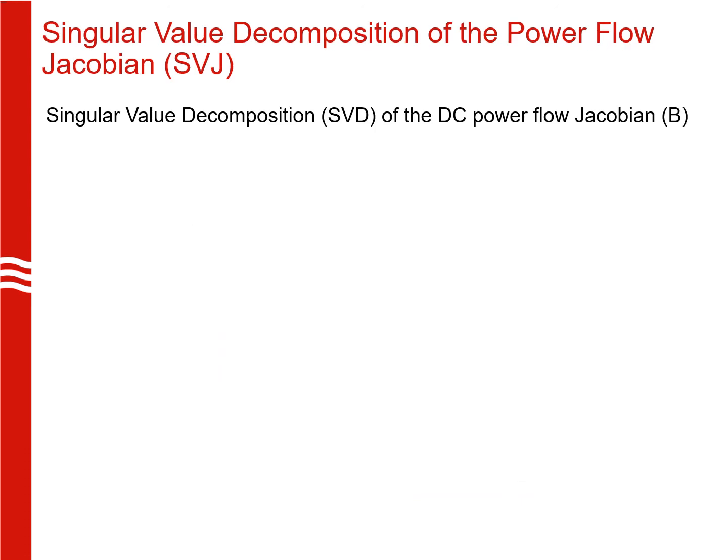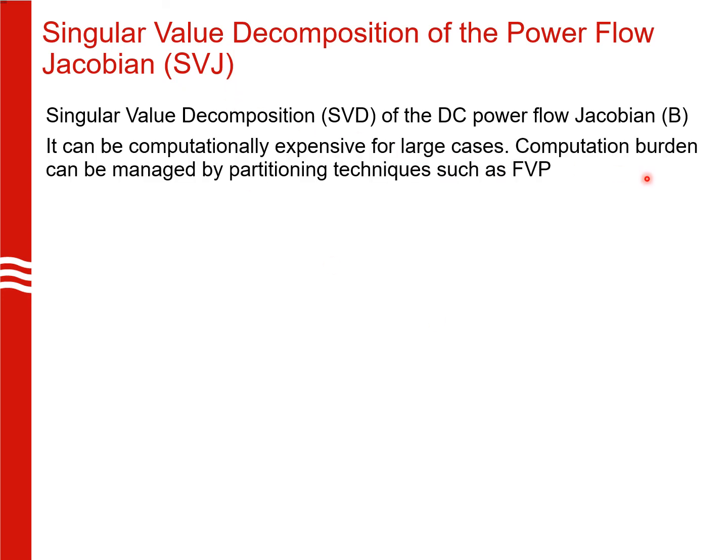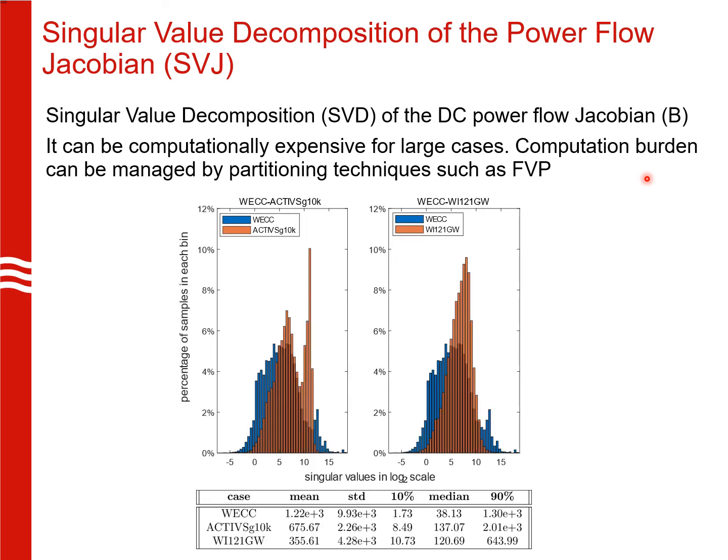The last measure is singular value decomposition of the power flow Jacobian. We have calculated the singular values of the DC power flow Jacobian for this measure. It can be computationally expensive for large cases. However, the computational burden can be managed by partitioning techniques. We have calculated this measure for the 3 test cases.